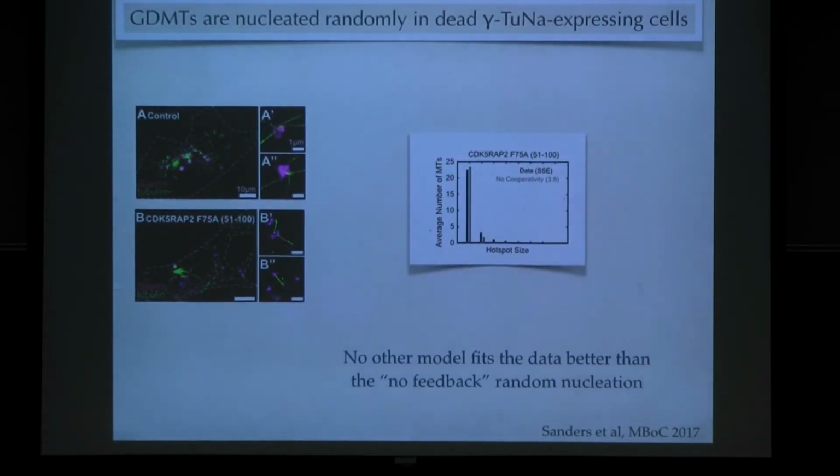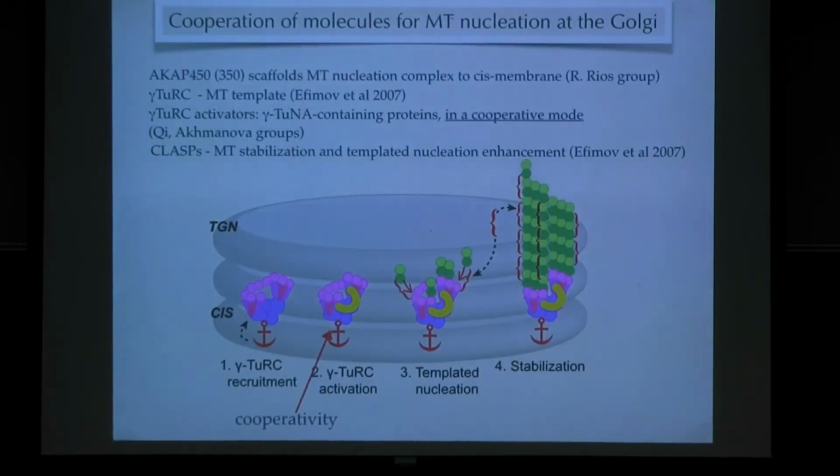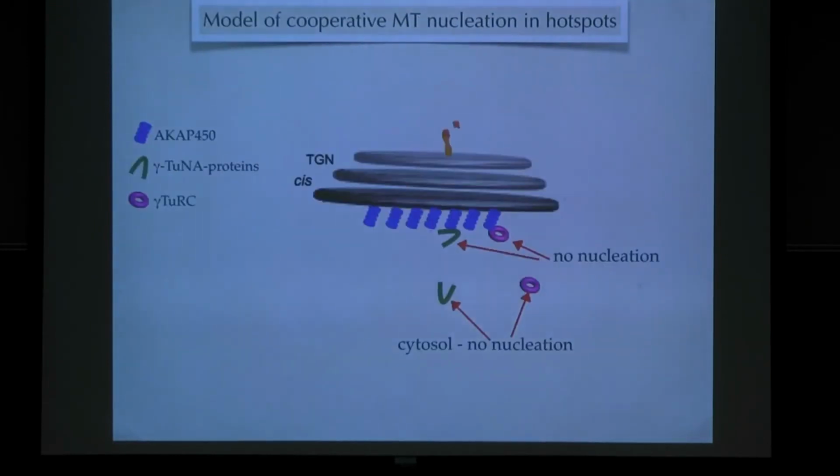random model, with no cooperativity, as if microtubule nucleation occurs anywhere at the Golgi spontaneously, which means that when we block specific activation of gamma TuRC, we block the cooperativity of microtubule formation. Microtubules still can form, so gamma TuRC can be activated randomly or maybe by some other factors, but it is the gamma TuNA containing proteins that have to get there in a cooperative manner. So this is the gamma TuRC activation step of the process that allows for cooperativity of hotspot formation.